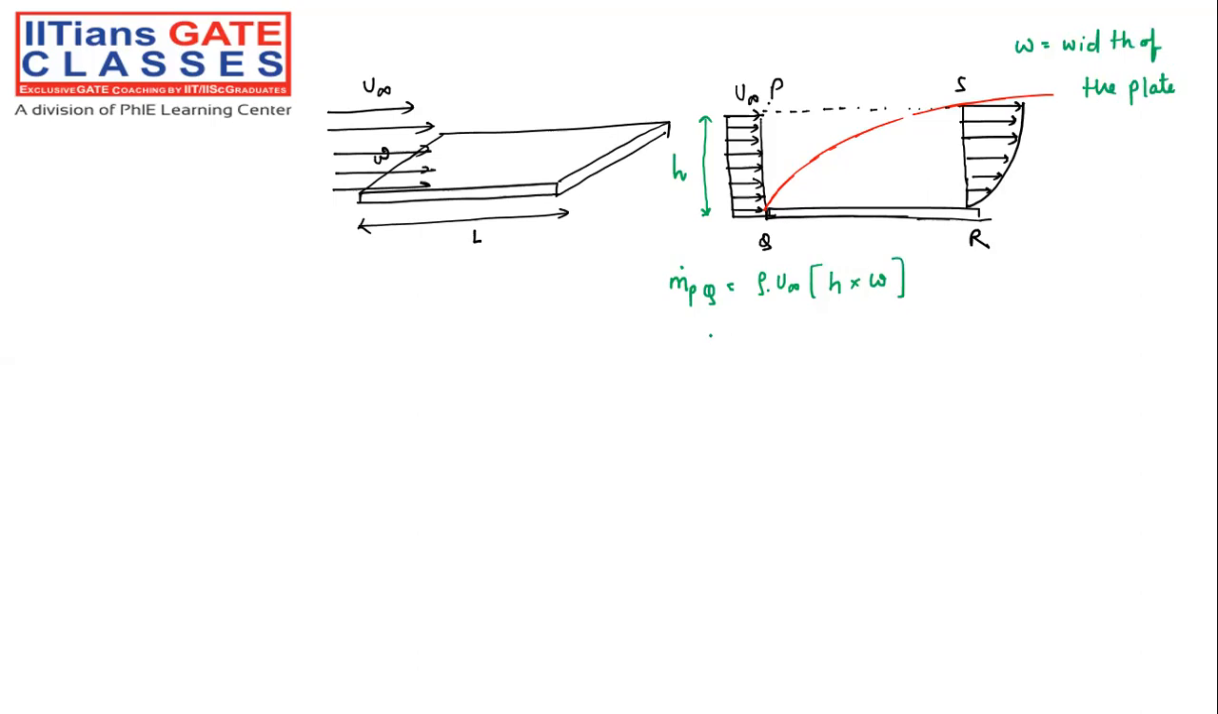Now, what is the mass flow rate through this particular section RS? If you calculate rho into, we have to do the integration, because now the velocity profile is not constant. U of y is given as A naught into y by h to the power n. So what will be the integration?